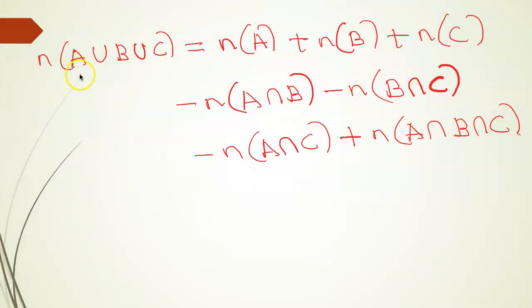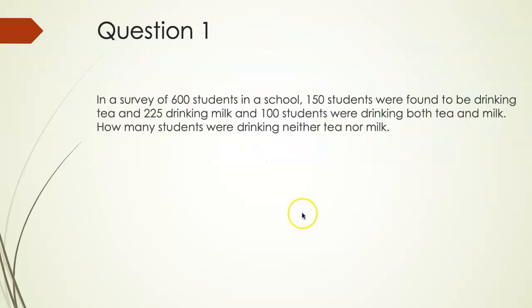And number of elements in A union B union C is number of elements in A plus number of elements in B plus number of elements in C minus number of elements in A intersection B minus number of elements in B intersection C minus number of elements in A intersection C plus number of elements in A intersection B intersection C. Coming to questions.